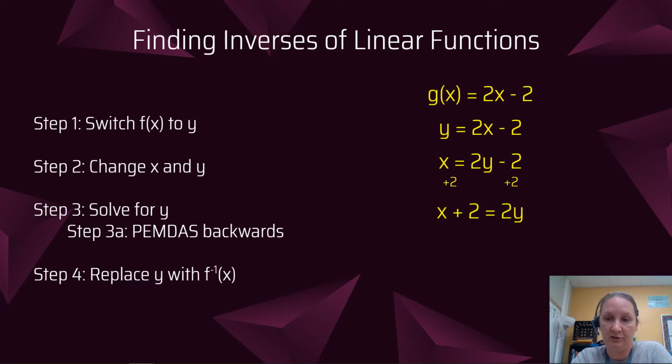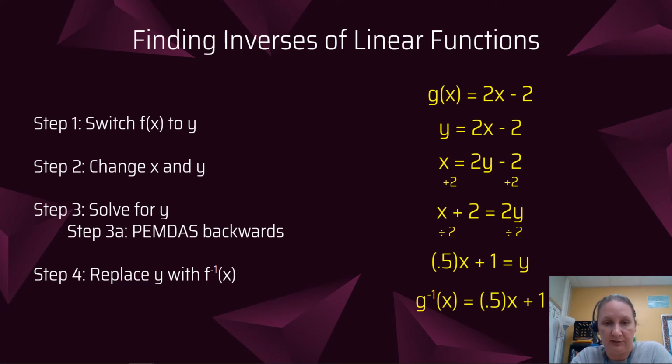Then we have to divide by 2. And that gives us 0.5 because x divided by 2 is 1/2 x. 2 divided by 2 is 1, so we get 0.5x plus 1. And we change that to g to the negative 1 of x, the f of x we started with, okay?